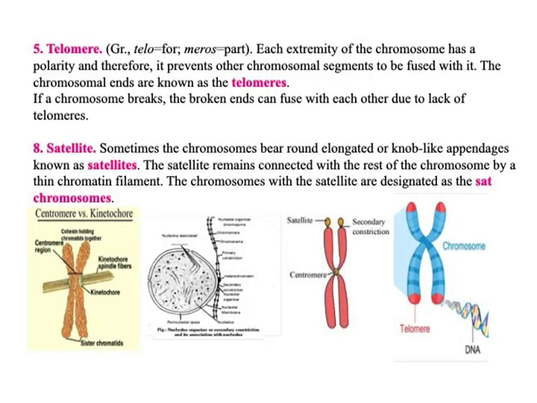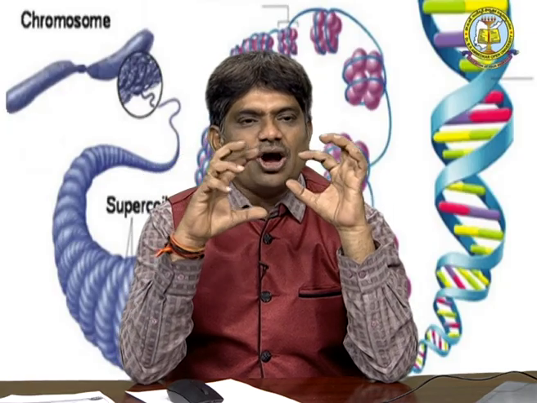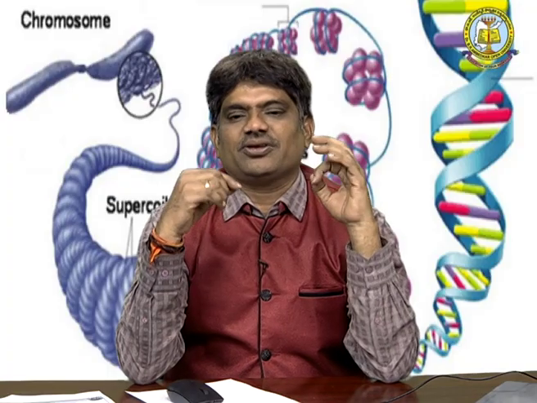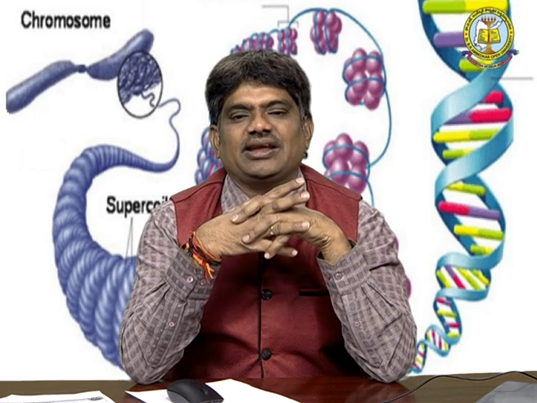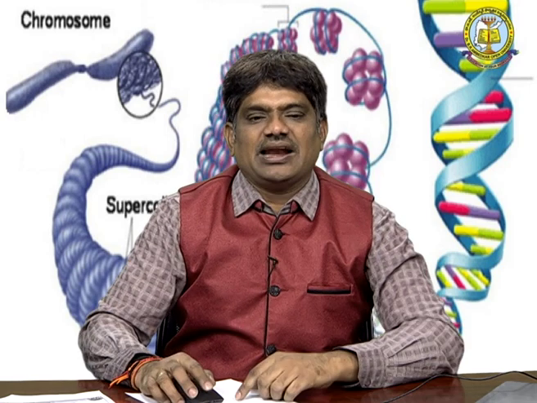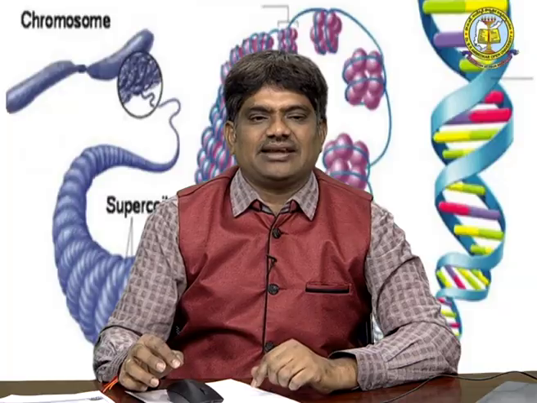And then the satellite. Satellite means the part just above the secondary constriction. Usually secondary constrictions are very few. The primary constriction is the common kinetochore centromere; the secondary constriction is at the nucleolar region, and above that region we call it the satellite. It is a knob-like appendage, and there the DNA sequences repeat. That's why we call it a satellite chromosome, satellite as in a satellite.